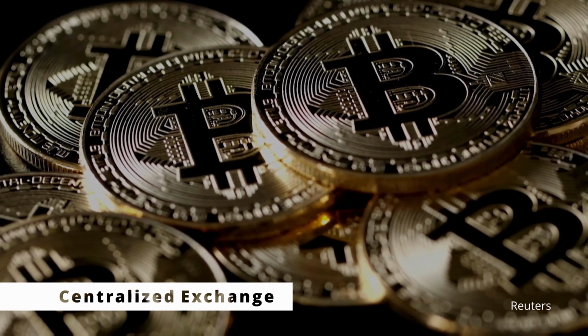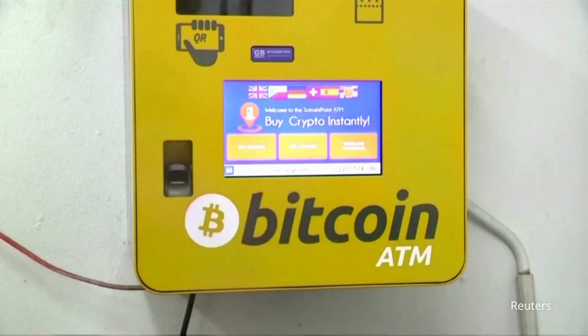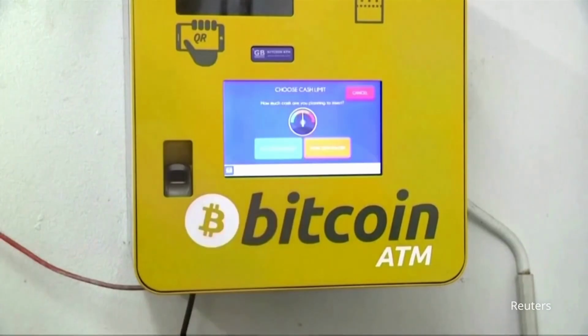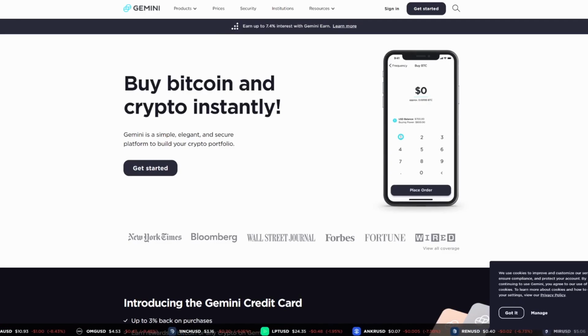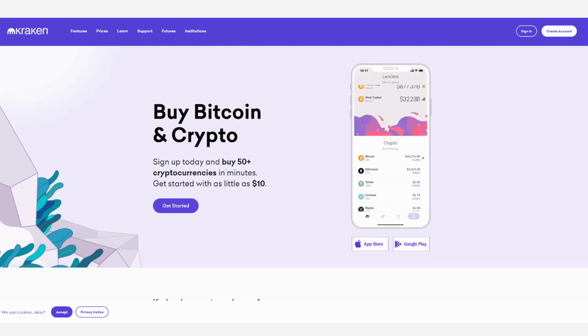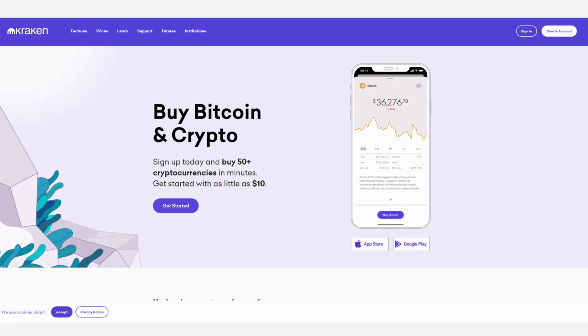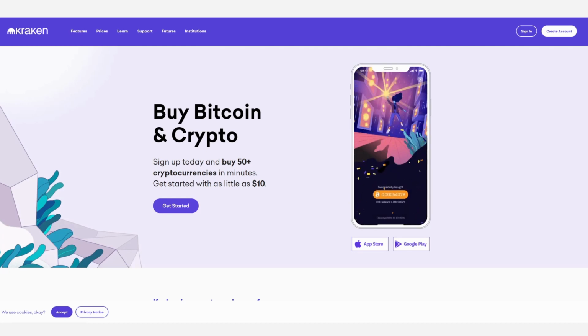Centralized exchange. The first and most common type of exchange is the centralized exchange. Popular exchanges that fall into this category are Coinbase, Binance, Kraken, and Gemini. These exchanges are private companies that offer platforms to trade cryptocurrency. These exchanges require registration and identification, also known as the Know Your Customer or Know Your Client rule. Centralized exchanges are not in line with the philosophy of Bitcoin.